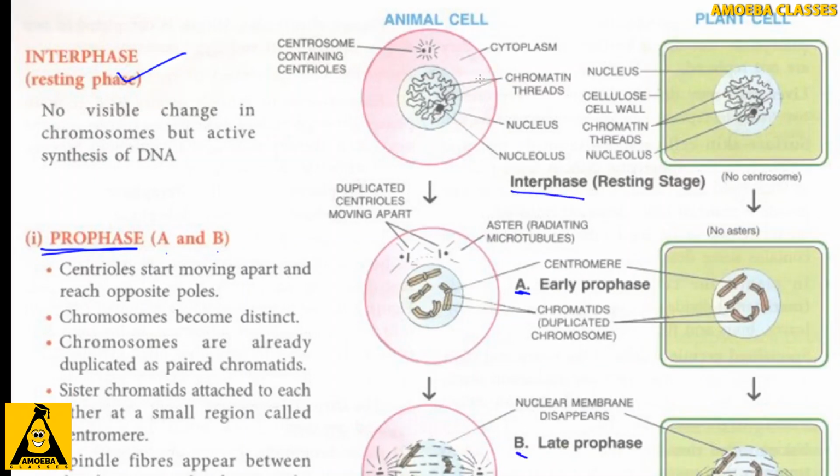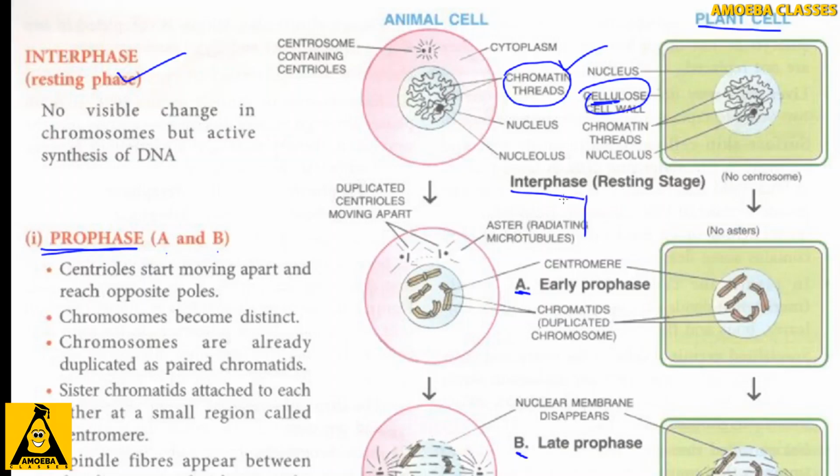Let's see the interphase. In the interphase, cytoplasm is there, centrosome is there, nucleolus, nuclear membrane, and right now they are in the form of chromatin threads. In the same way it's in the plant cell also, and the cell wall is made up of cellulose. You already knew it. Everything is the same.